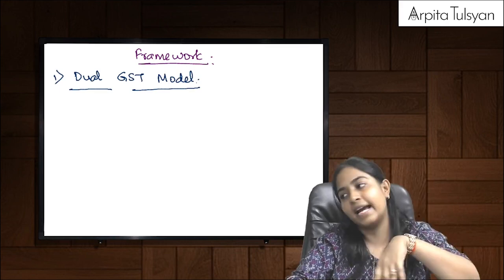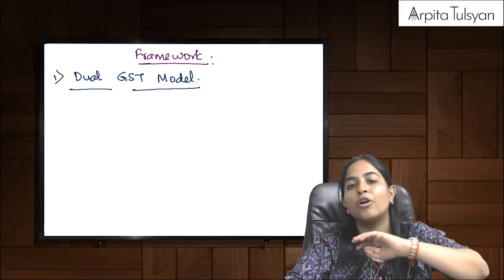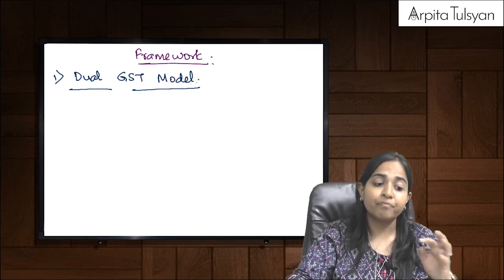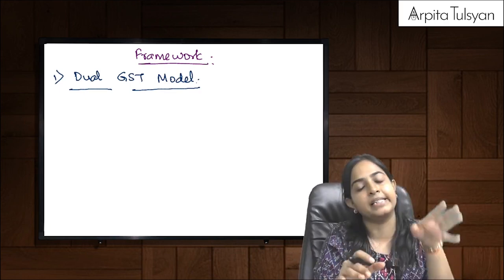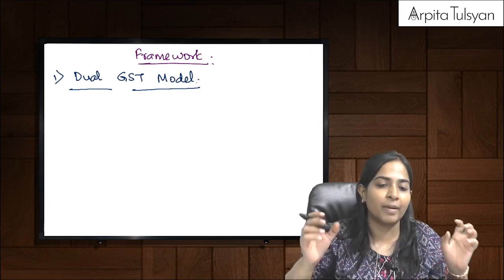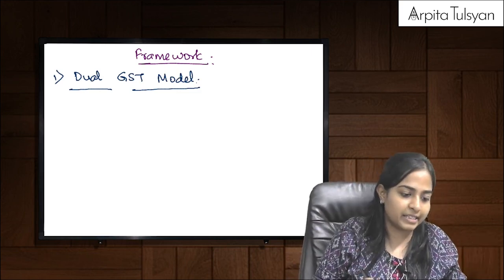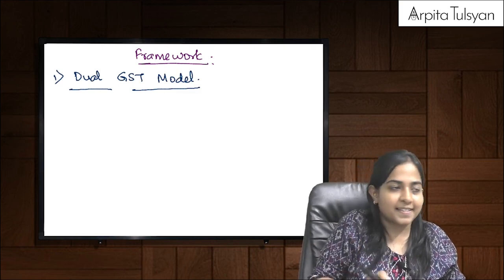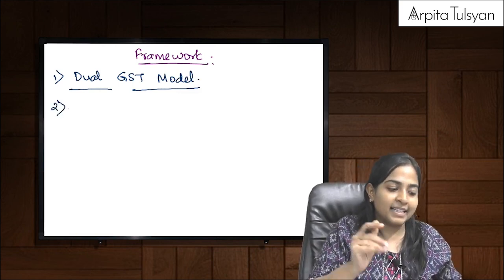So now India has adopted the dual GST model, where concurrently, simultaneously, both the state government as well as the central government will impose the GST, and that too on both goods as well as services. Okay, next one. This was one concept.